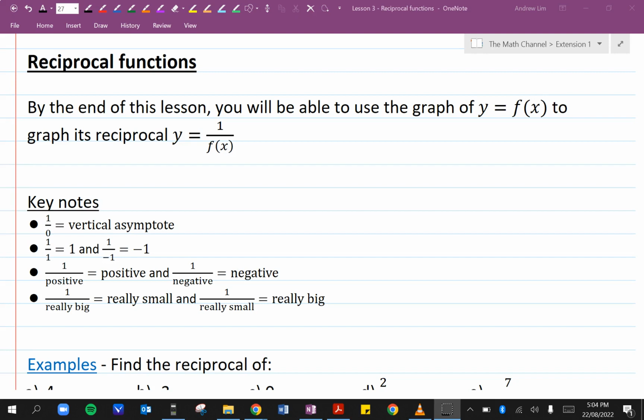So by the end of this lesson, you'll be able to use the graph of y equals f of x to graph its reciprocal, y equals 1 over f of x. So here's some key notes.